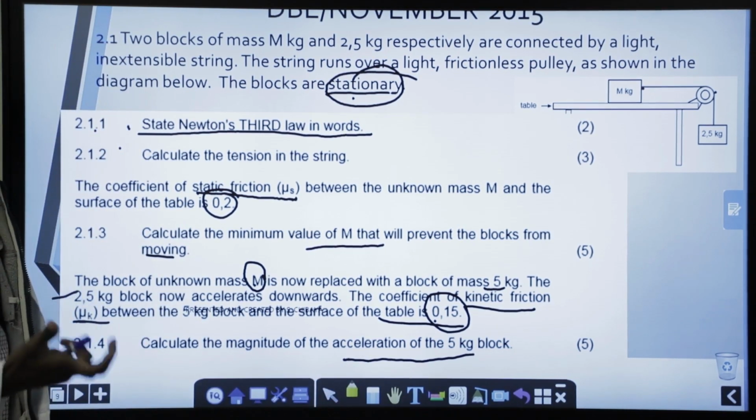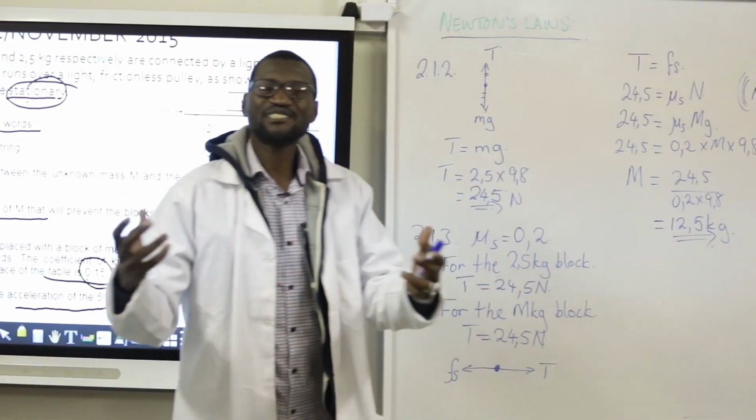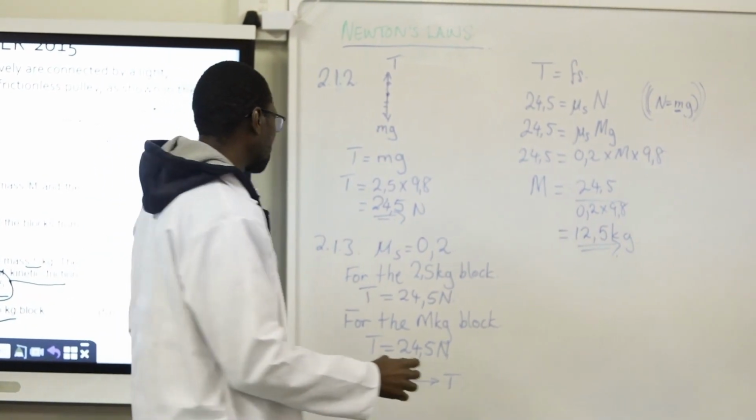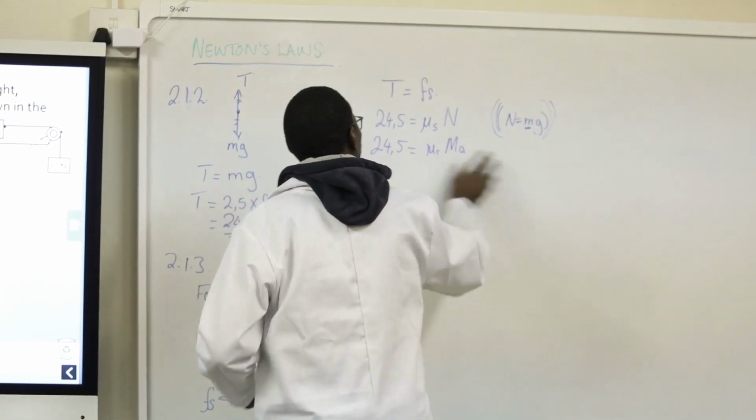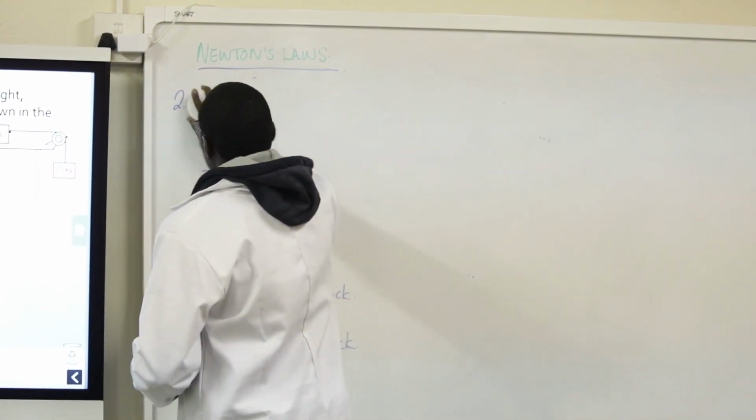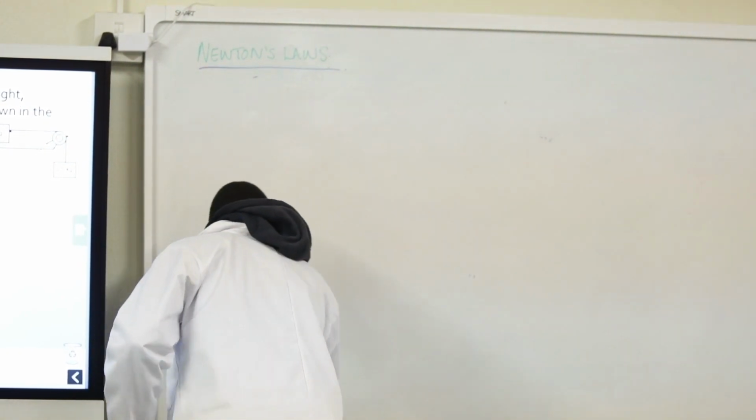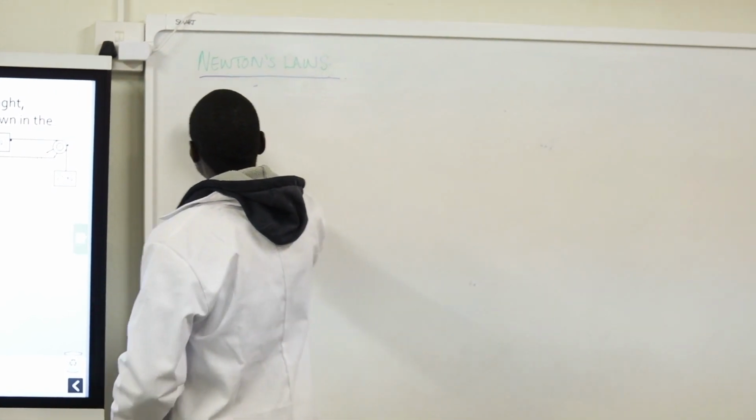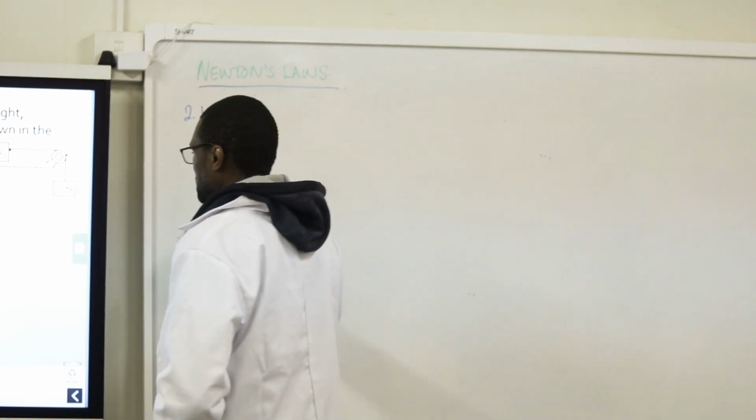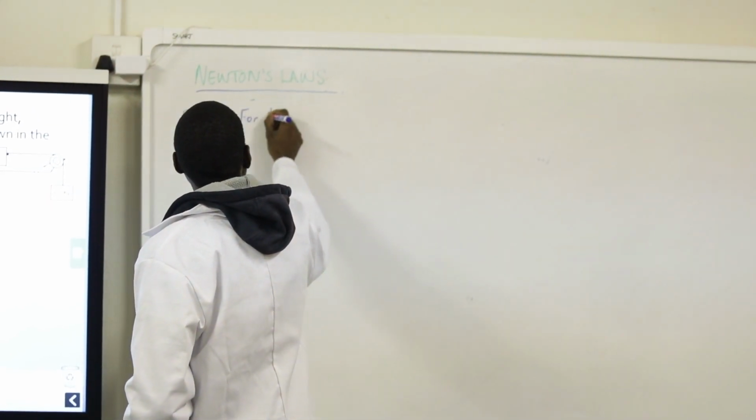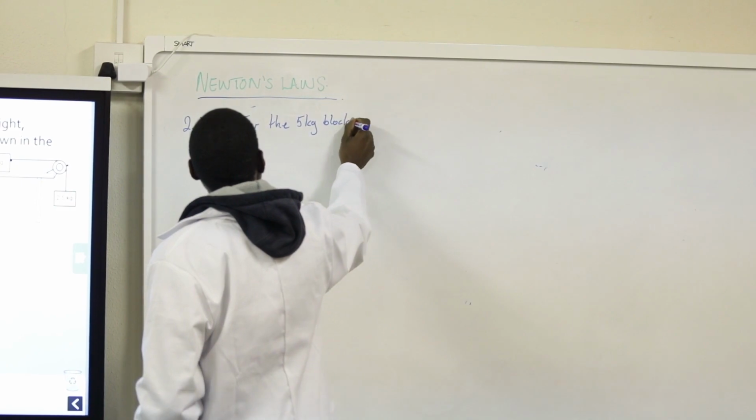Have I met anything like this before? Of course I have. Where have I met it? When I was looking at Newton's second law. Now, let's look at the calculation for this question. Here we are done. We found our 12.5 for this one. Let's put down 2.14 and do the calculation. 2.14. What am I looking at? For the 5 kg block, what is happening?